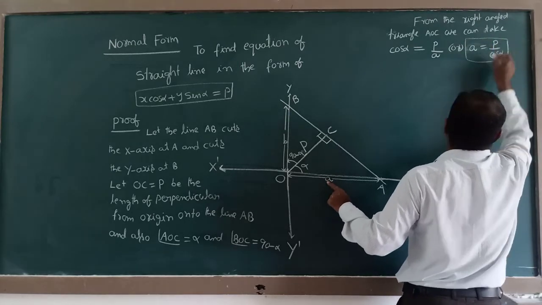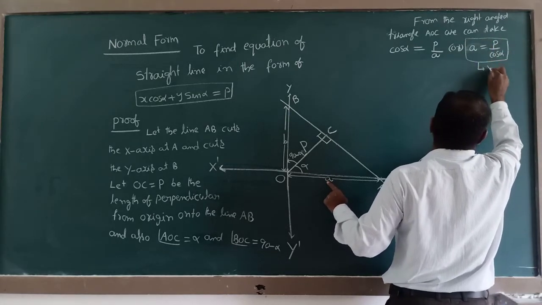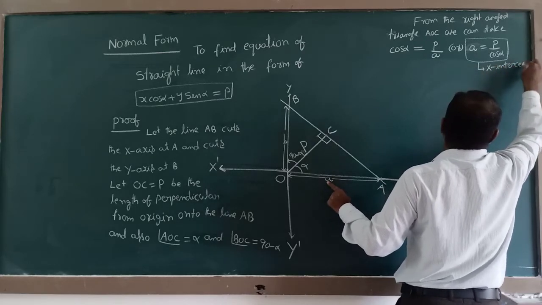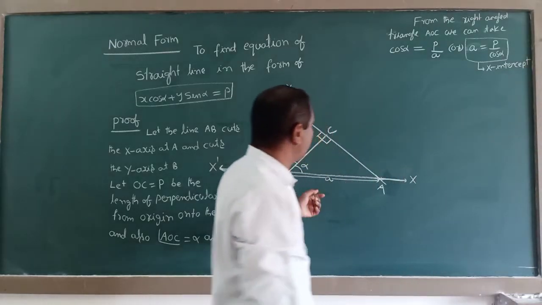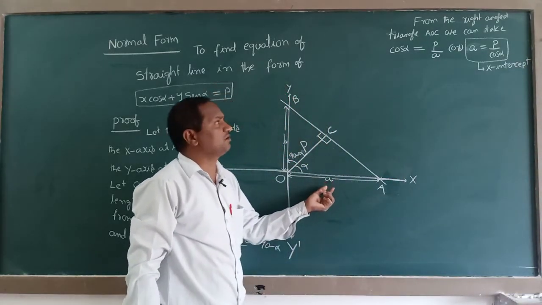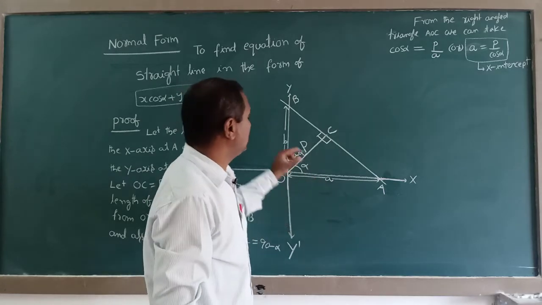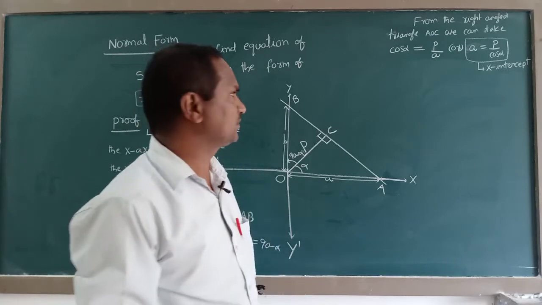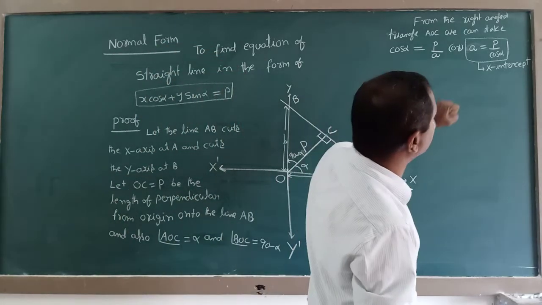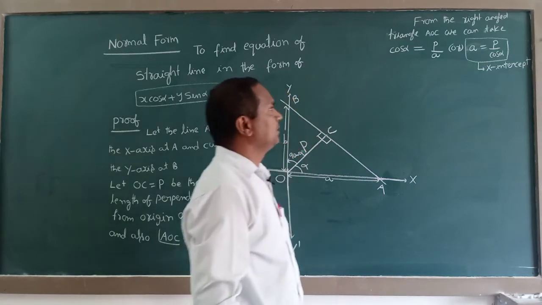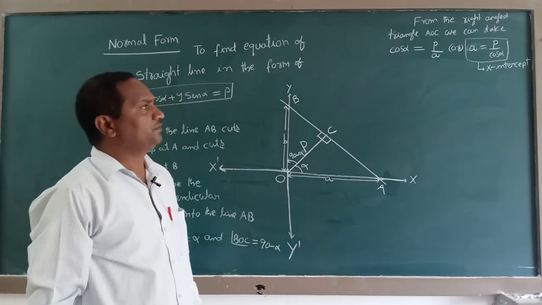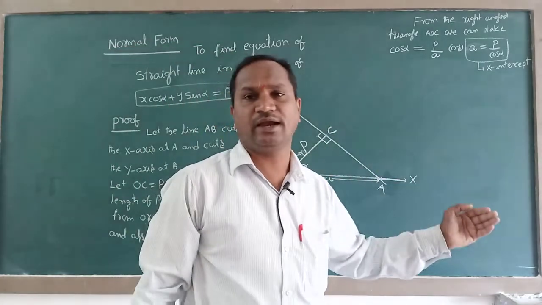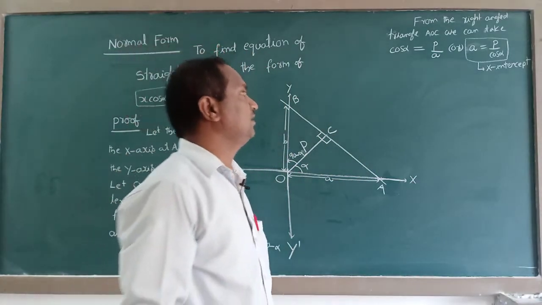It is the x-intercept. Because in the diagram we mentioned small letter a for x-intercept and small letter b for y-intercept. That's why small letter a is equal to p by cos alpha. That is, cos alpha is equal to p by a, and for that we can write a is equal to p by cos alpha.